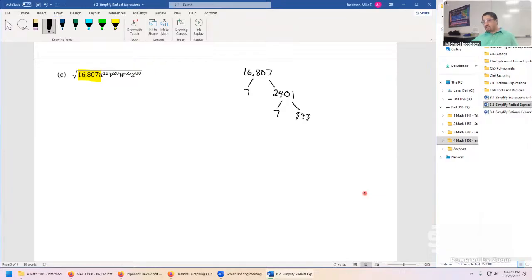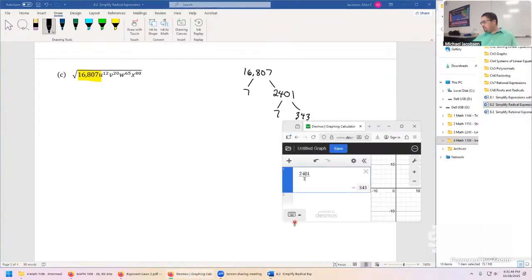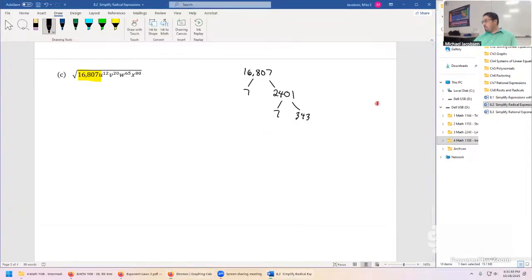343, and I think that's 7 times 7 times 7. I don't know for sure, so let's keep on testing this out. 343 divided by 7 goes in evenly 49 times, so we can say divide by 7 again. We get 49, and 49 is a perfect square, 7 times 7. We have altogether 1, 2, 3, 4, 5 factors of 7. So 16807 is just 7 to the power of 5.